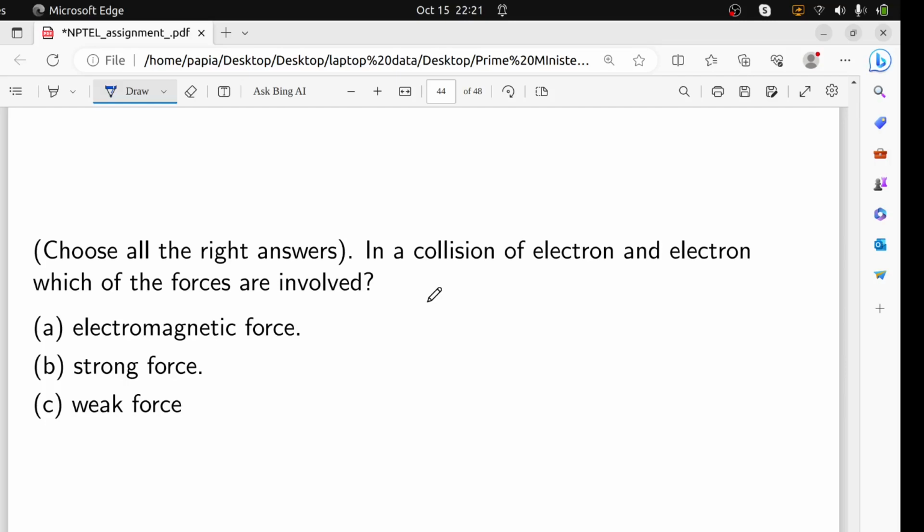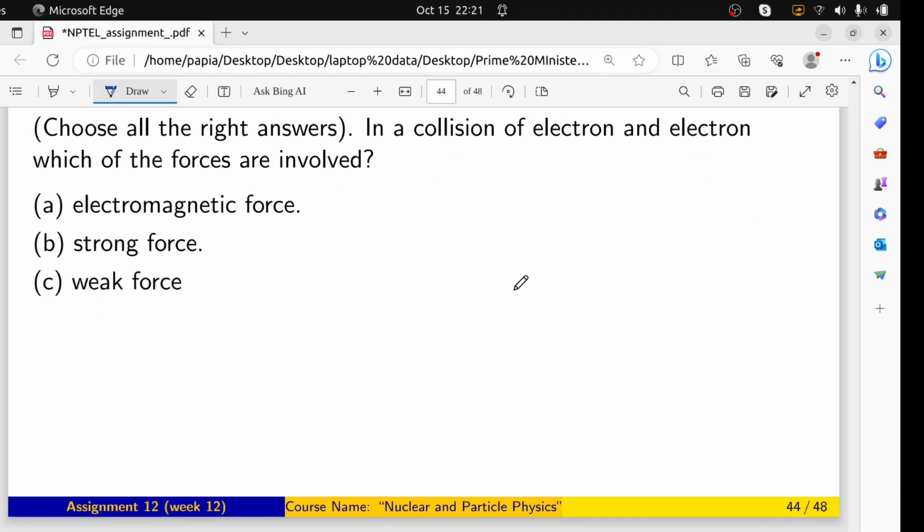Obviously there will be gravitational force, and the gravitational force is present everywhere in our universe. So in the electron and electron collision, gravitational force is also there. But they are asking which of the following forces are involved in that collision. So first of all, which are the forces involved? We will talk about them one by one. First of all, is electromagnetic force involved or not?